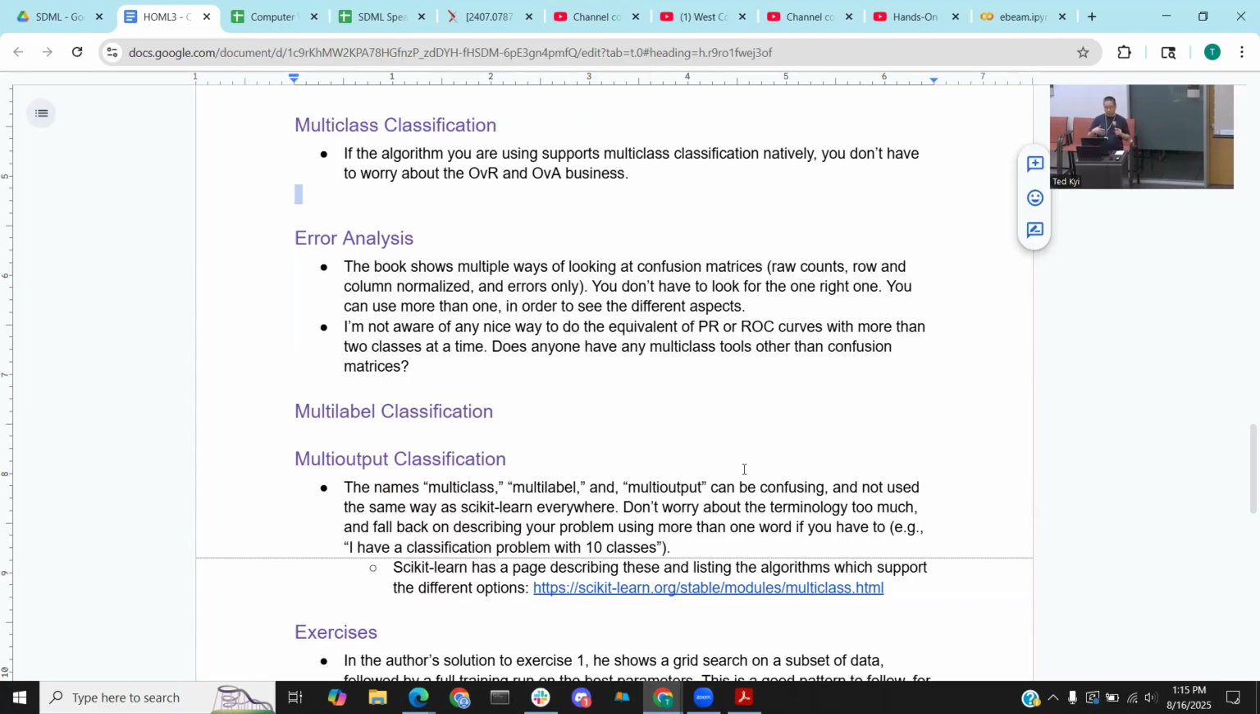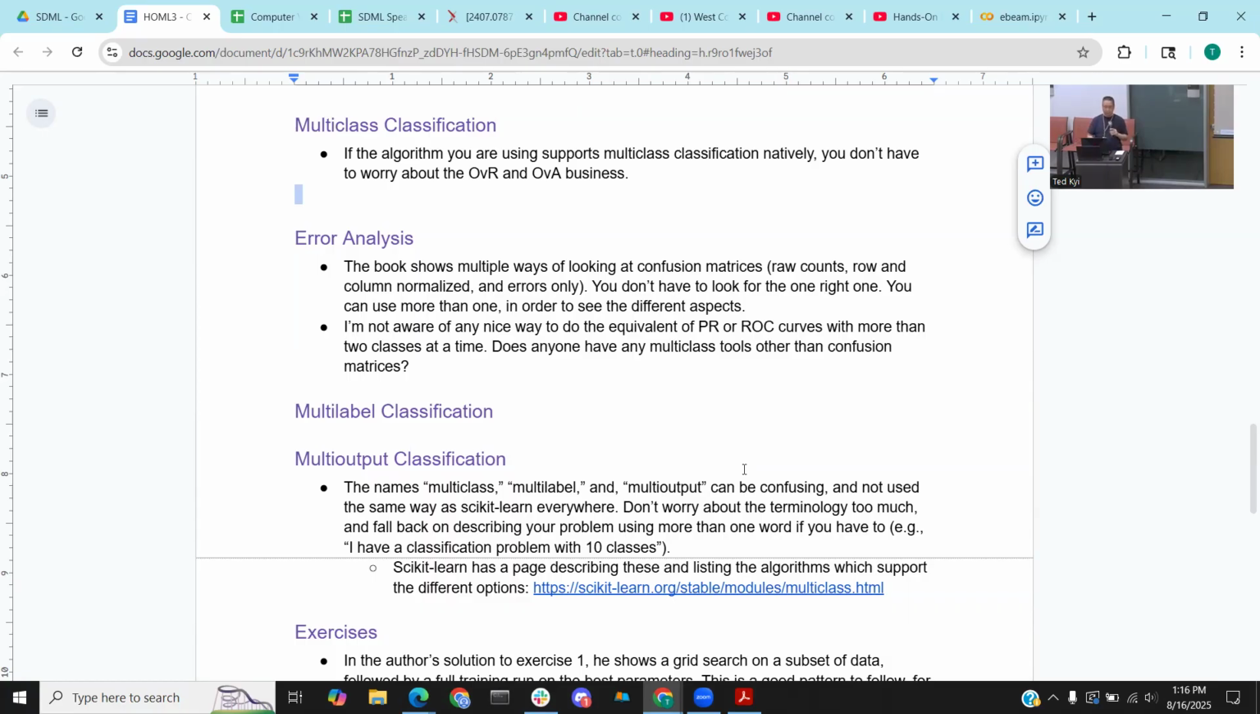I just wanted to say, you don't have to feel like you should find the best one. It's okay to have more than one. It's okay to say, I wanted to see the raw counts for this reason, but I wanted to see the percentages for that reason. I wanted to see the overall percentages, but I also wanted to normalize it by row and see the percentages that way.